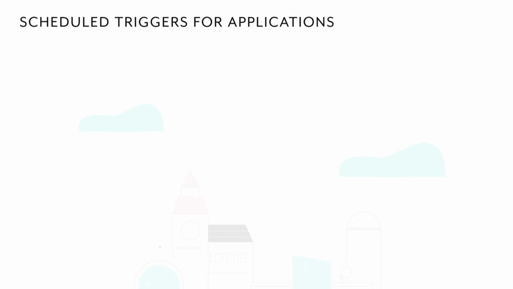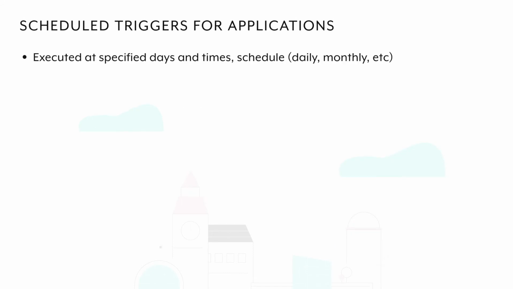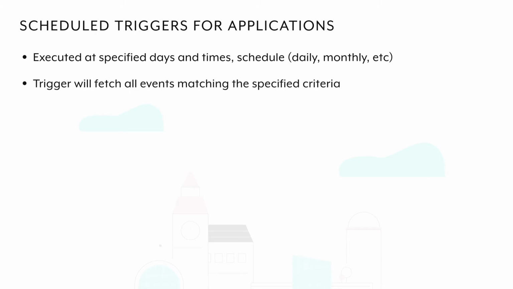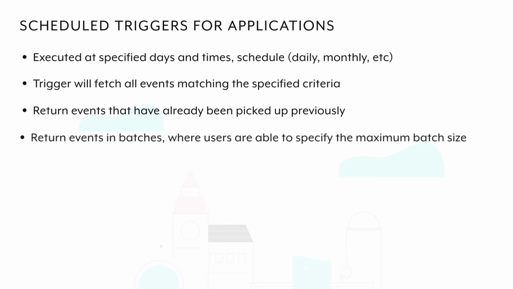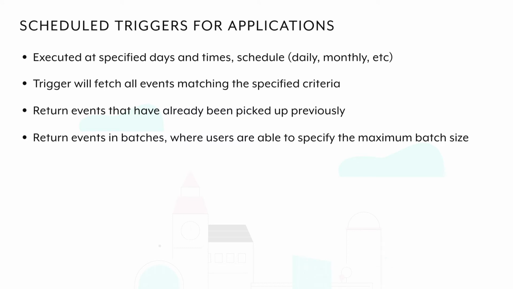The Workato scheduler-based trigger forces the recipe to wake up and perform the actions at specified intervals or at specified times. At the scheduled time or interval, this trigger will fetch all records or events matching the specified criteria. Events that have already been picked up previously will not be returned. The events are returned in batches, where users can specify the maximum batch size.